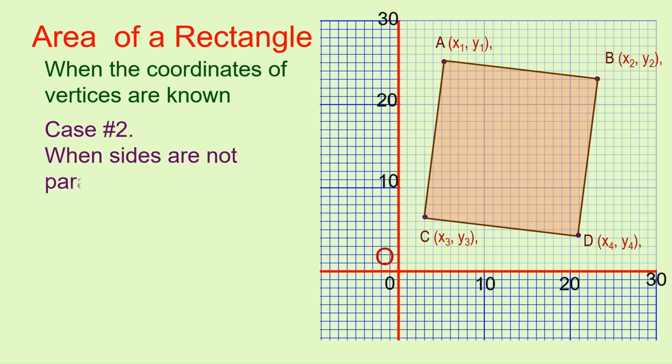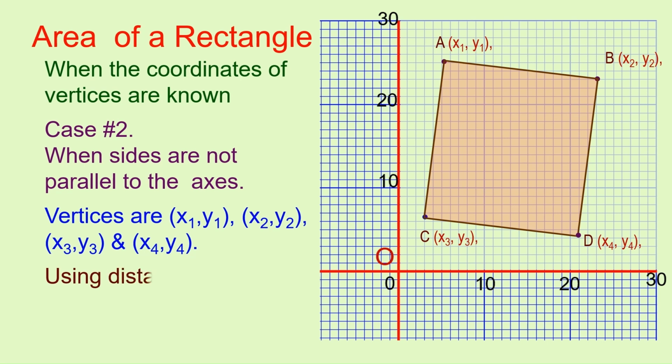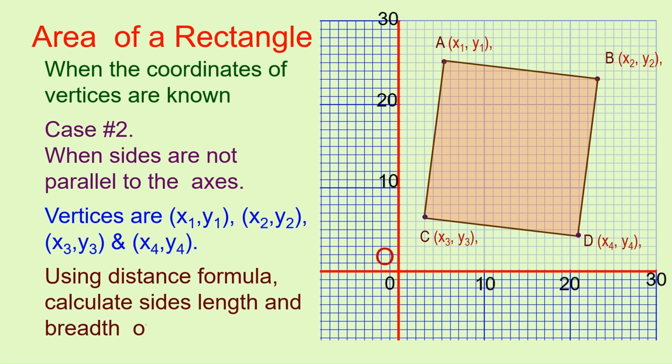Area of a rectangle. Case number 2. When a side of a rectangle is not parallel to any axis, vertices are x1, y1; x2, y2; x3, y3; and x4, y4. Use the distance formula to calculate the sides, length and breadth, of the rectangle.